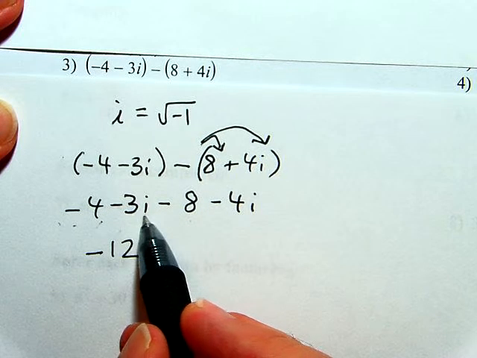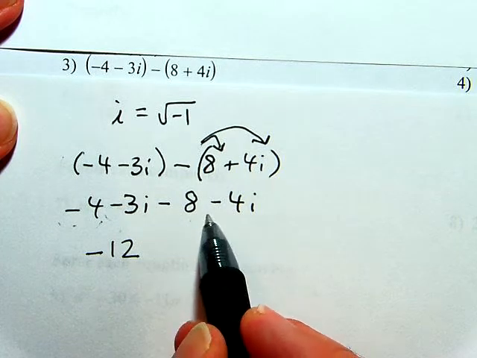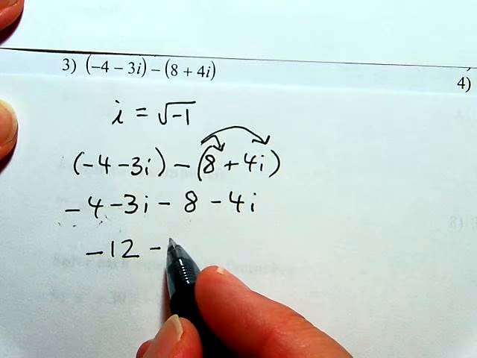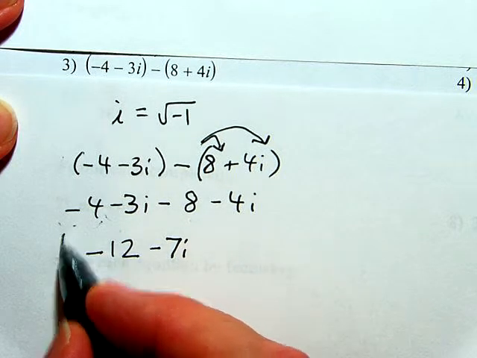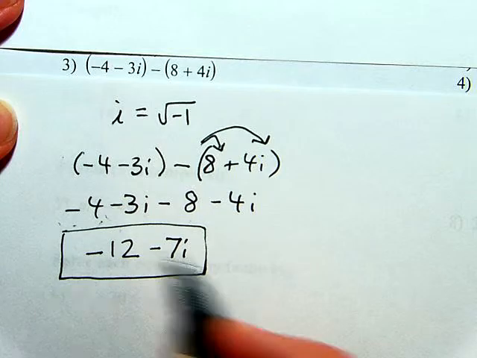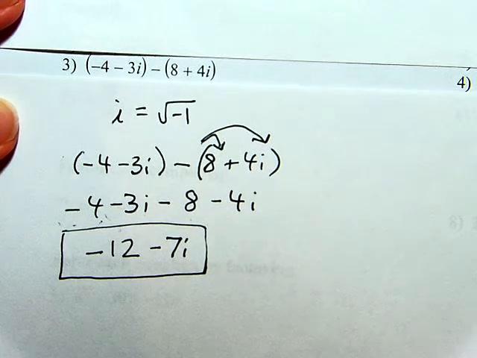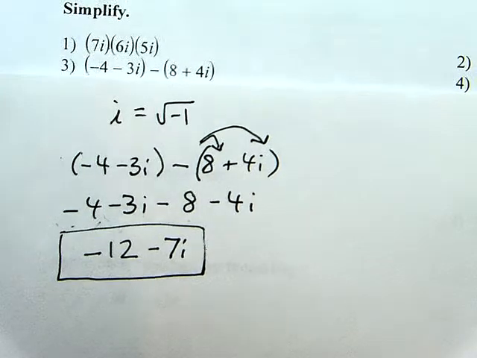We've got a -3i here. We've got a -4i over there. That gives us -3 plus -4 is -7i. So the answer to this problem is -12 minus 7i. Good. I'm not going to do addition for you because addition is easier than that. But I'm going to do 1 or 2 multiplication problems.